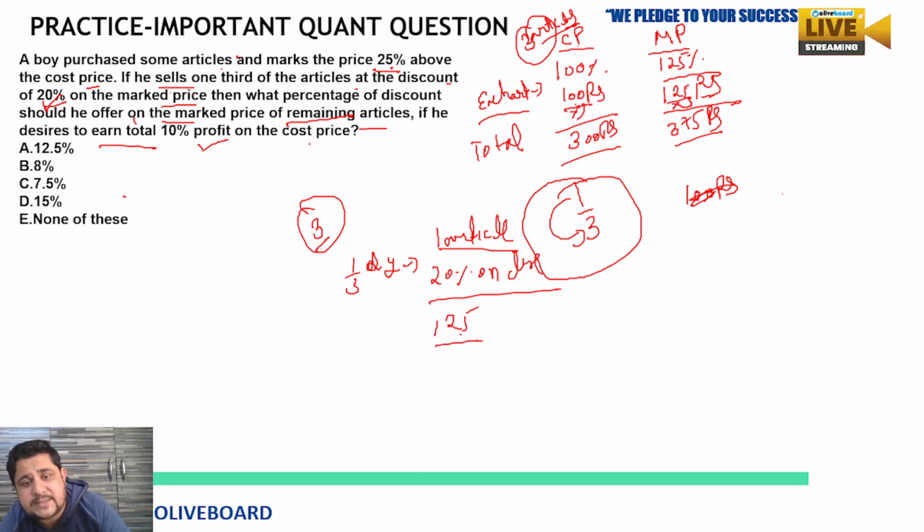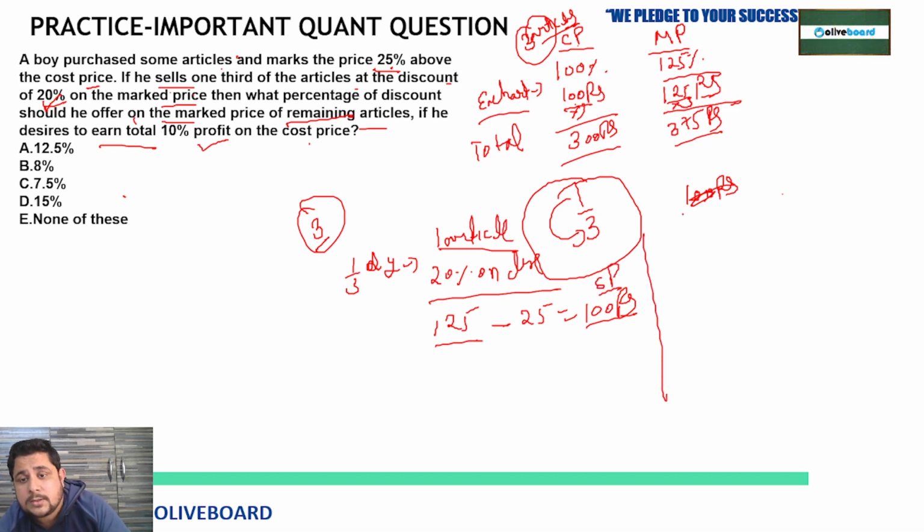So 20% of 125 is how much? That you have to subtract from here. So that is 25, because 10% is 12.5. Double of that means 25. So 125 minus 25 means 100 rupees. So now this is the selling price of that one third article.